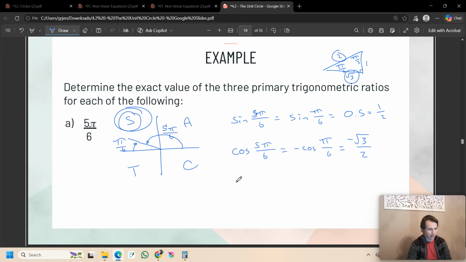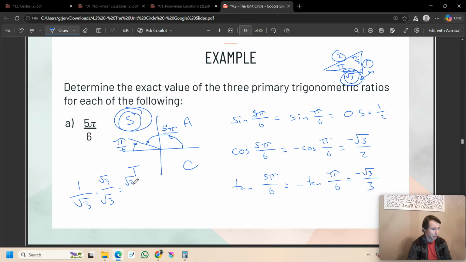And then tan of 5 pi on 6 is equal to negative tan of pi on 6. We just use the related acute angle, and that's equal to opposite over adjacent, but it's negative, negative root 3 on 3, because I happen to remember that I need to rationalize my denominator. Just to review, 1 on root 3 times root 3 on root 3 is what I just said.